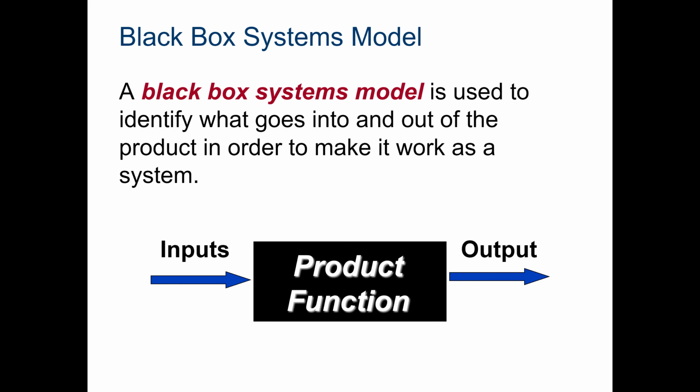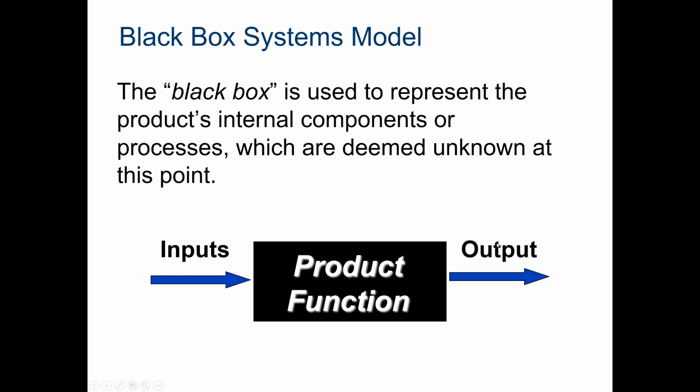And then we get into something called a black box system model. The black box system model is used to identify what goes into and out of the product in order to make it work. So I have inputs, a product function, and outputs.